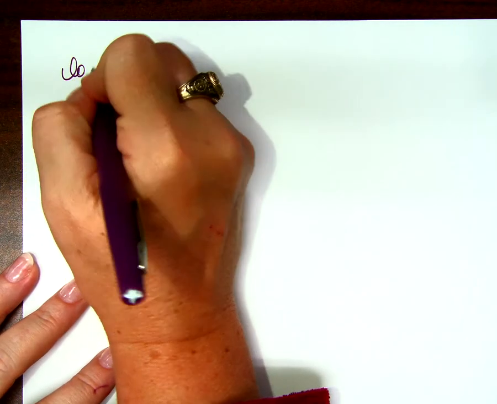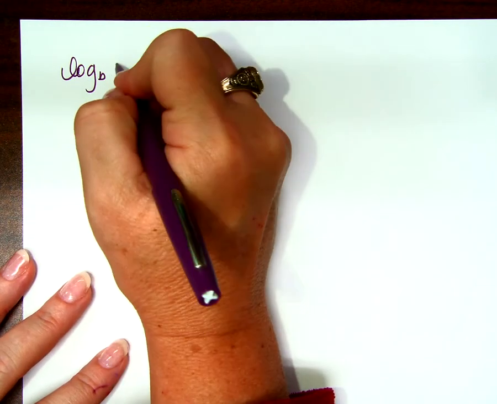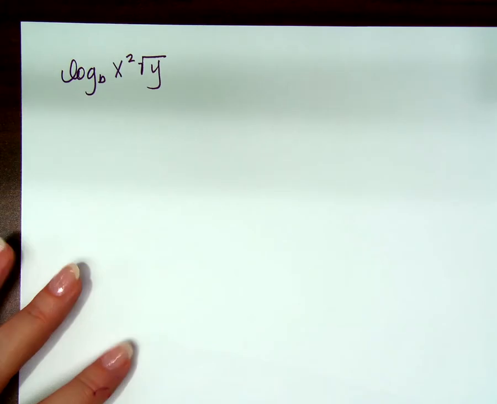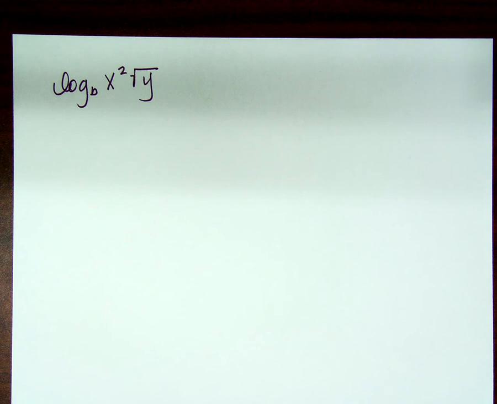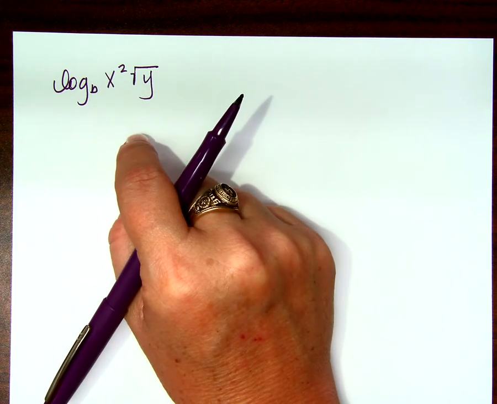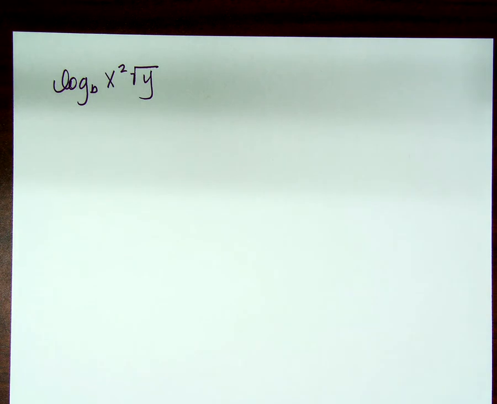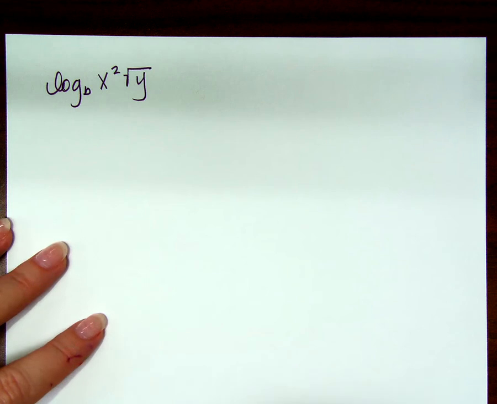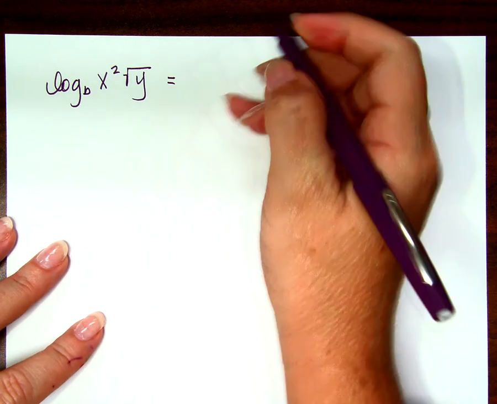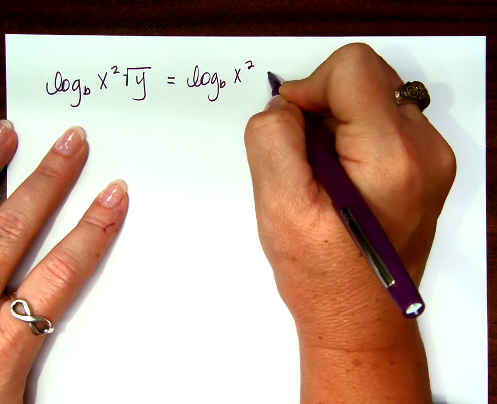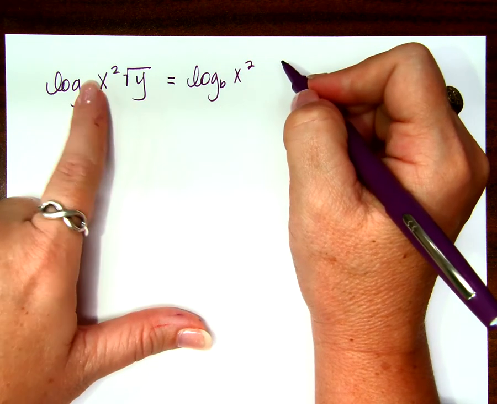expanding. Log base b of x squared times the square root of y. If I expand this, in the argument there can only be one variable. I want to expand this so that each thing in the argument has its own log. So I could say log base b of x squared. What's going to happen between these two if these two are being multiplied?